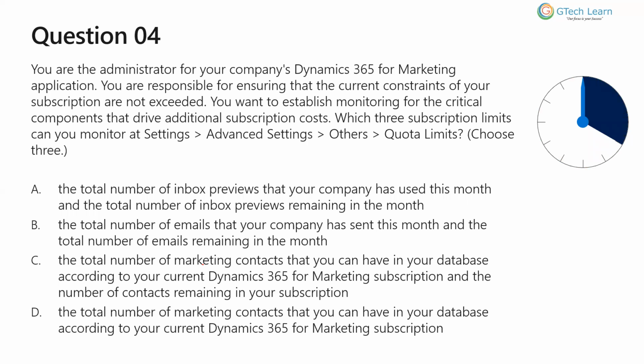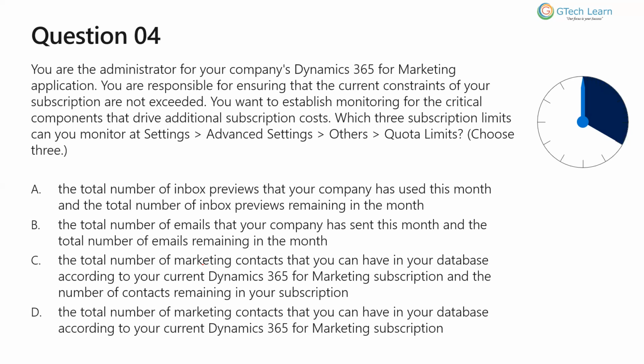Let's have another question now. In this question, it's asking: you are the administrator of your company for the Dynamics 365 Marketing application. You are responsible for ensuring that the current constraints of your subscription are not exceeded. You want to establish monitoring for the critical components that drive additional subscription cost. Which three subscription limits can you monitor in the advanced settings, under Others, in the quota limits? You need to select three of these four options.